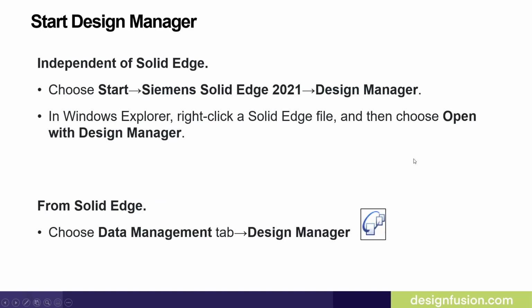To start Design Manager, you can do the independent start of Solid Edge, and you can choose Start Siemens Solid Edge 2021 Design Manager from your Start Program list, or in Windows Explorer, right-click on the Solid Edge file and then choose Open with Design Manager. Now, although you can do this independently of Solid Edge, you do have to have Solid Edge installed on this computer. From within Solid Edge, you can choose the Data Management tab and launch the Design Manager.